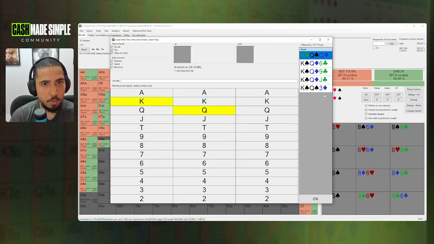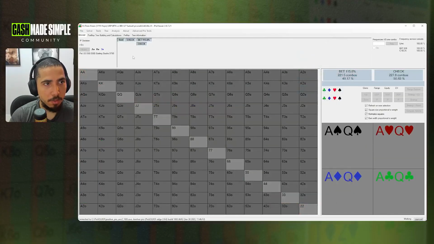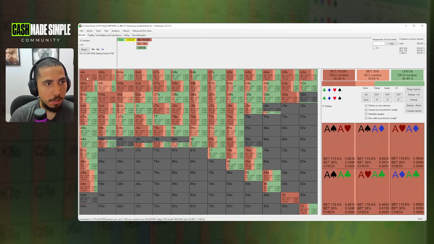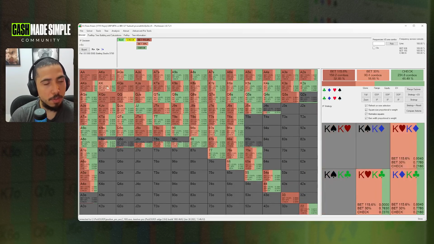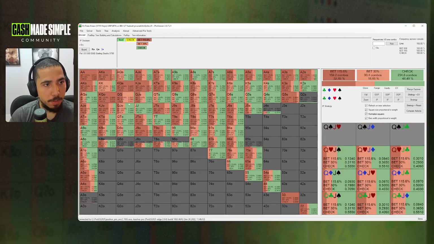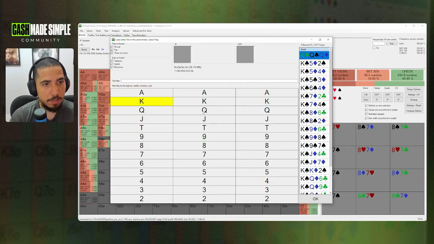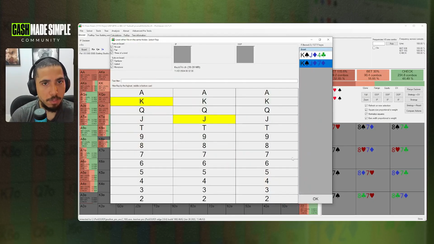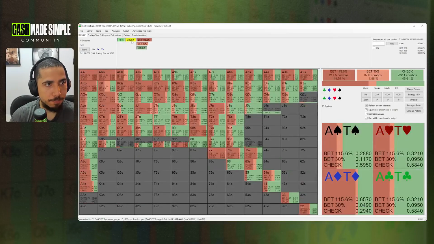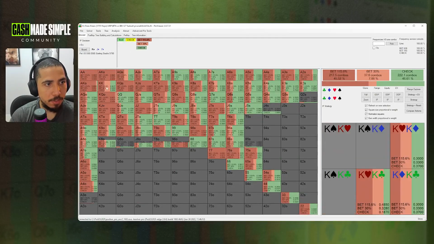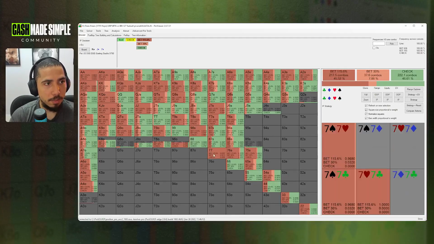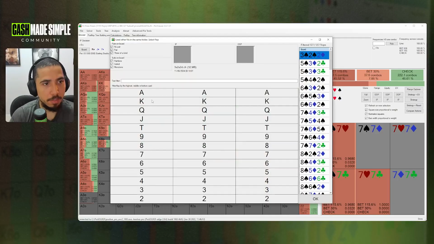Let's see, king, queen, 3. King, queen, 3. Pocket kings, we're checking 22%, but we're never over betting. Pocket queens, we're pure betting. Pocket threes, we're pure betting. Let's see another two-tone one. King, jack, 7. Top set is betting 70%. Jacks is always betting. Sevens is always betting.